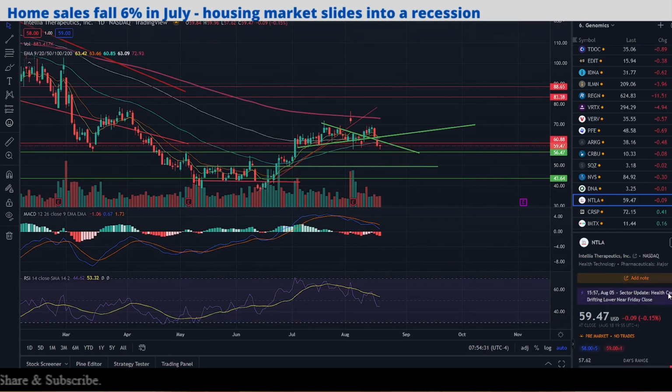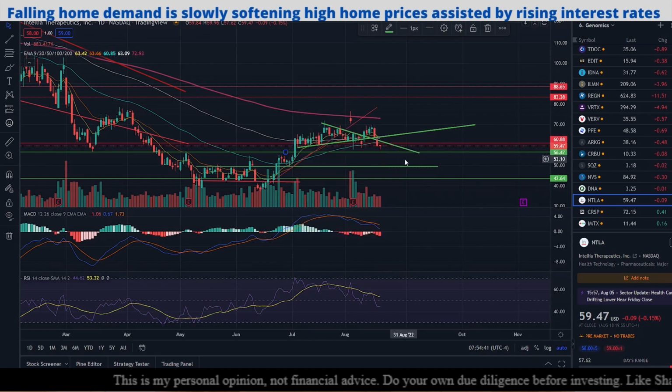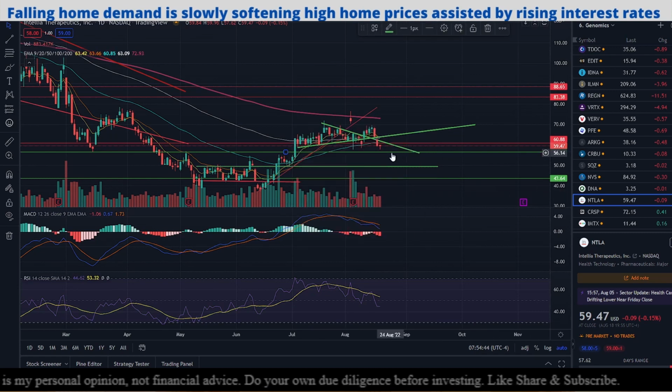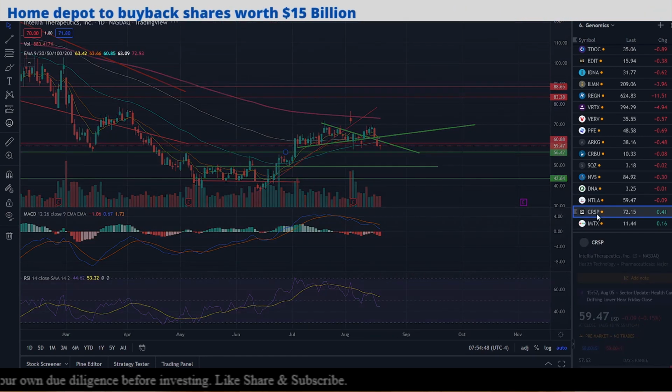Intelia is down minus 0.15% from yesterday, and no trades pre-market. And I think we are going to have support at 56.47, which is this horizontal line of support today. And all the indicators out here are bearish for Intelia.